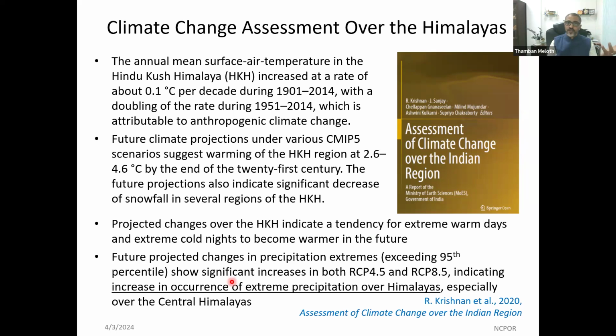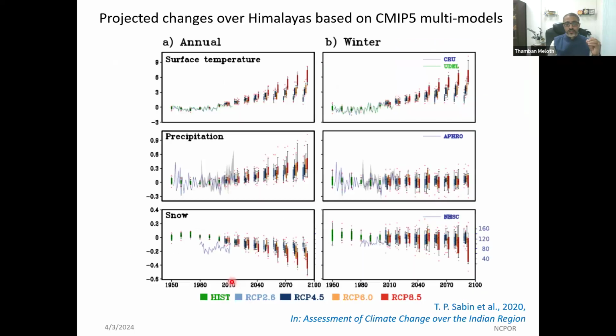And the projected changes in precipitation extremes, where, when you call something extreme in this case, they look at exceeding the 95th percentile. That's the terminology they use. They also find significant increases in both the RCP 4.5 as well as 8.5 scenarios, which indicates a clear increase in the occurrence of extreme precipitation over the Himalayas, especially in the central Himalayas. So the central Himalaya is the place which is going to be harmed much more, because that's also a region which is very highly populated, with people living close to this mountain region.